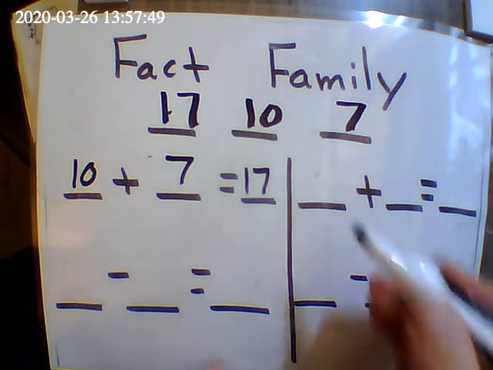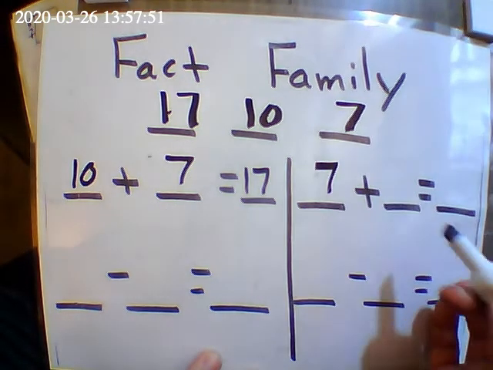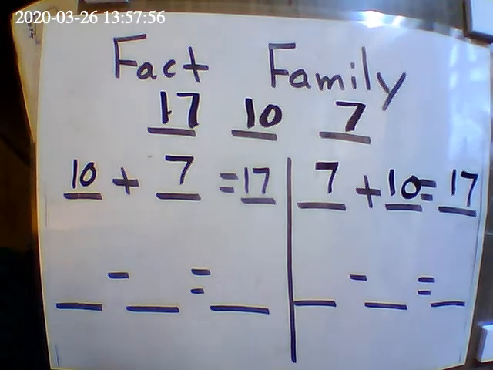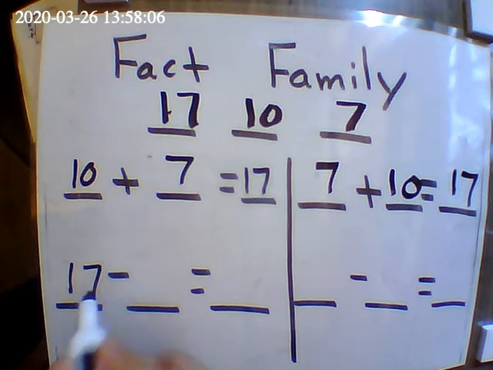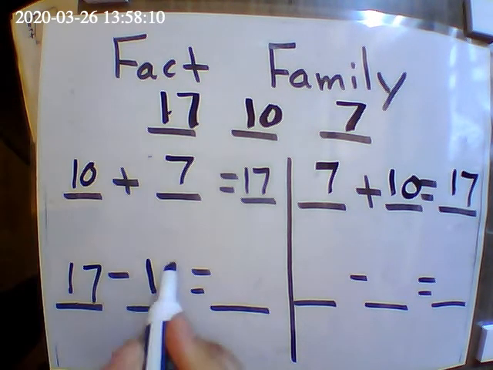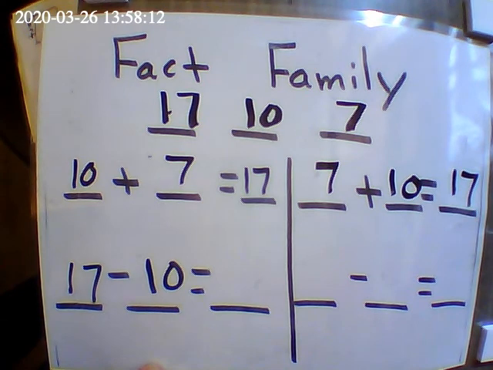So what are we going to write? 7 plus 10 equals 17. Now when we do our fact family, we do the subtraction. We always start with the whole number or the bigger number first. So out of those three numbers, the biggest number is the 17. So we're going to do 17 minus one of the parts. I'm going to start with the 10. 17 minus 10 equals 7.